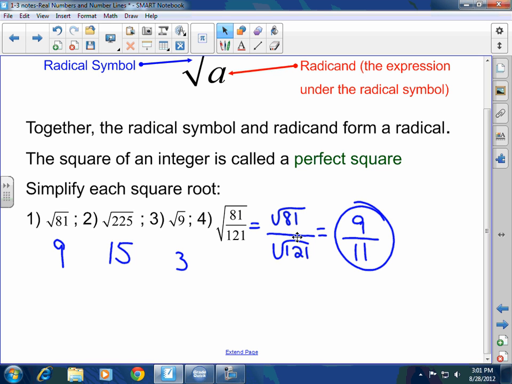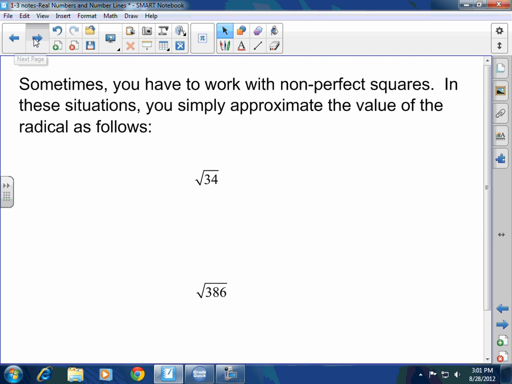So when you're dealing with perfect squares, it's nice and easy as long as you know your multiplication tables. Now, sometimes you have to work with non-perfect squares. In these situations, you simply approximate the value of the radical as follows. I'm dealing with a square root of 34, okay? I know that is not a perfect square. 36 is a perfect square, but 34 is not a perfect square.